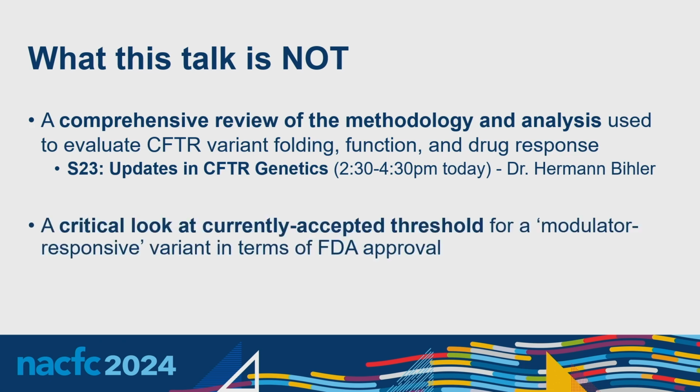The other thing that this talk is not going to be today is a critical look at the currently accepted threshold for a modulator responsive variant in terms of FDA approval. I'm going to mention that it's typically right around the 10% threshold of improvement in function. Now, you may have opinions on whether 10% is the correct threshold. That is not going to be part of today's topic, though we'll talk a little bit about what it means to be above or below that threshold.